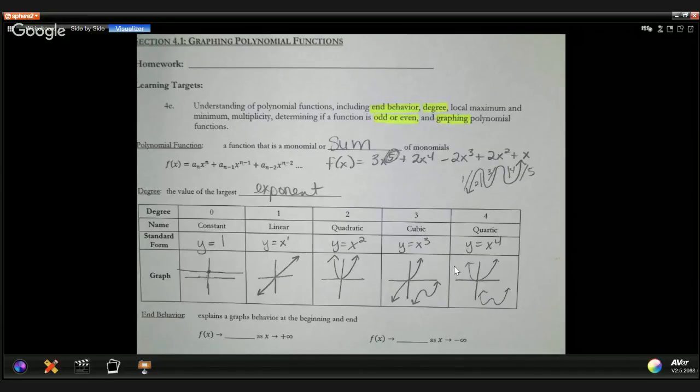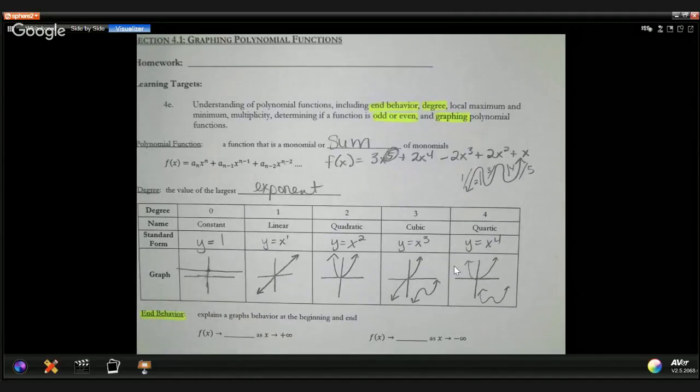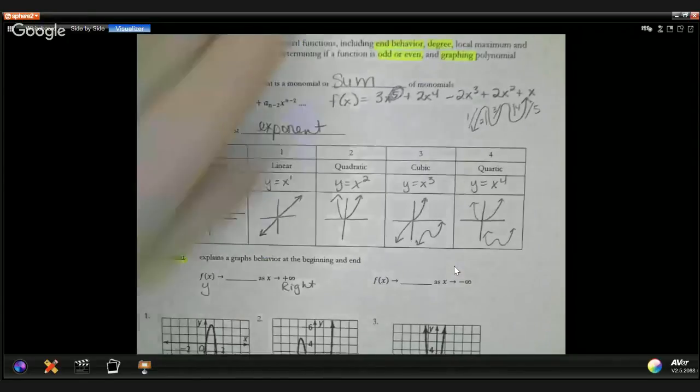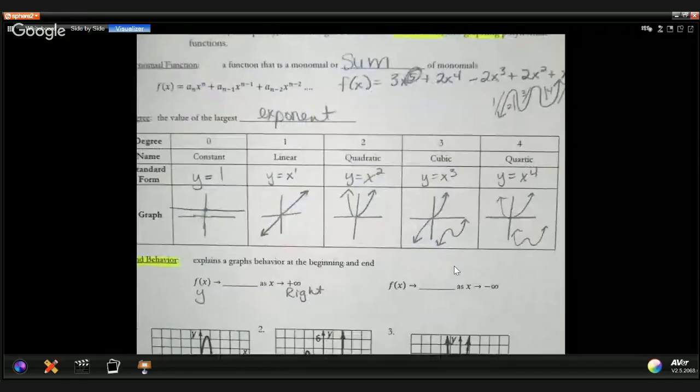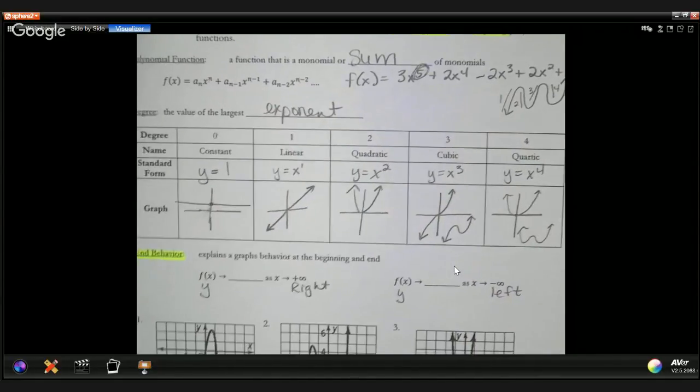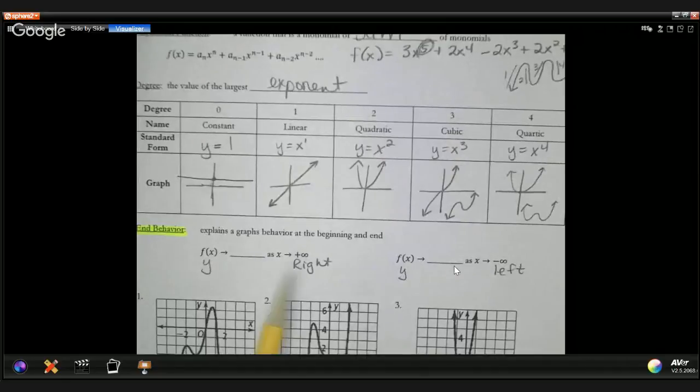Okay, the next thing we're talking about is end behavior. End behavior can be a little tricky, but just because the notation is funny. Really, this is just saying, where does y go when x goes to the right? And this one says, where does y go when x goes to the left? So it has funny notation, but all it's asking is, when I'm going to the right, does my arrow go up or does my arrow go down? And if I'm going to the left, does my arrow go up or does my arrow go down?